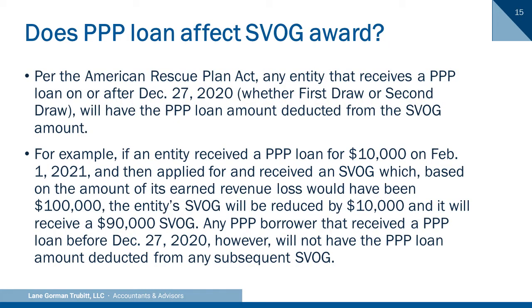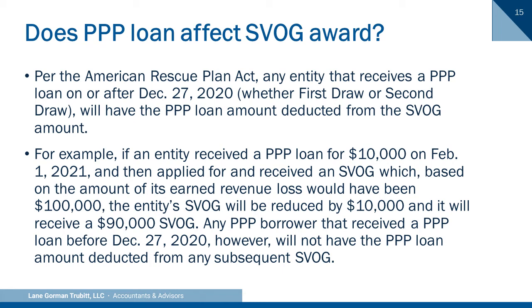So does PPP loan affect SVOG award? Per the American Rescue Plan Act, an entity that receives PPP loan on or after December 27, whether it's your first draw or second draw, will have the PPP loan amount deducted from SVOG amount. So for example, if an entity received PPP loan for $10,000 on February 1, 2021, and then applied for and received an SVOG award, which based on the amount of earned revenue loss would have been $100,000, the entity's SVOG will be reduced by the $10,000 that you received in PPP loan. So the entity would receive $90,000 in SVOG award.